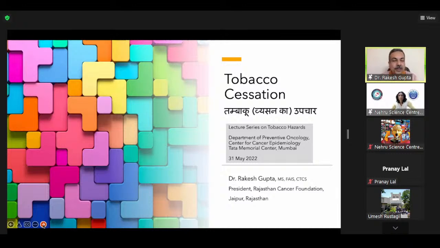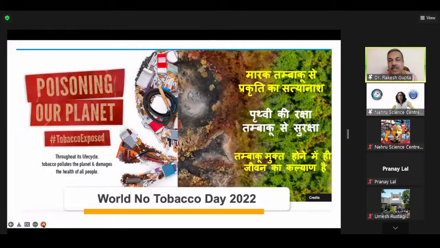Okay, good. So look at the WHO poster. Poisoning our planet is the main message for tobacco, which has now been exposed in more detail because throughout its life cycle, tobacco pollutes the planet and damages the health of people.